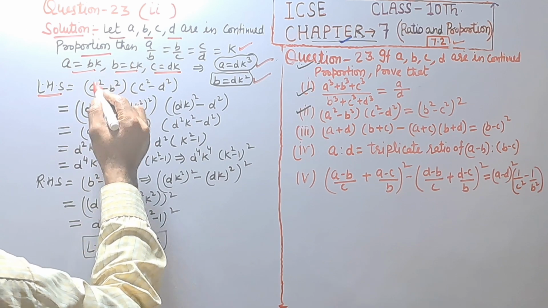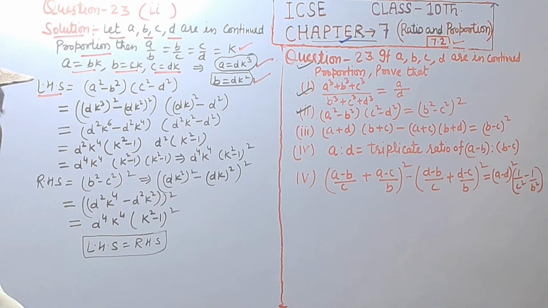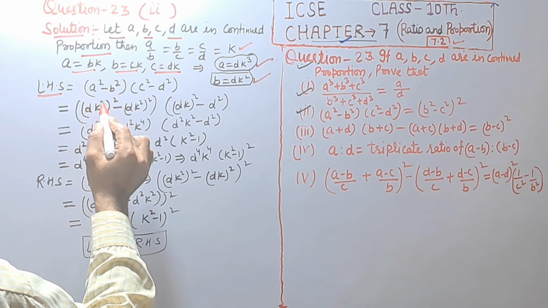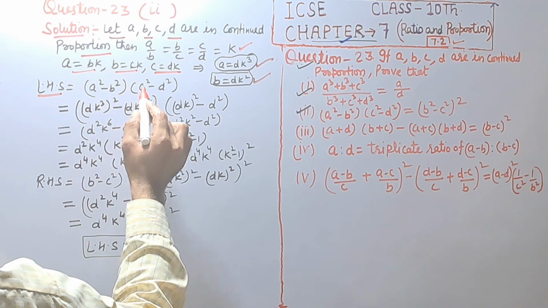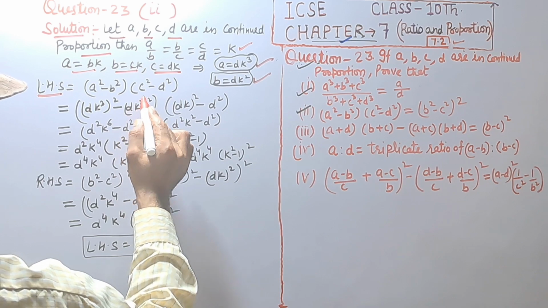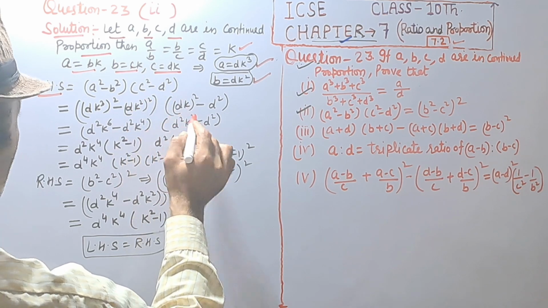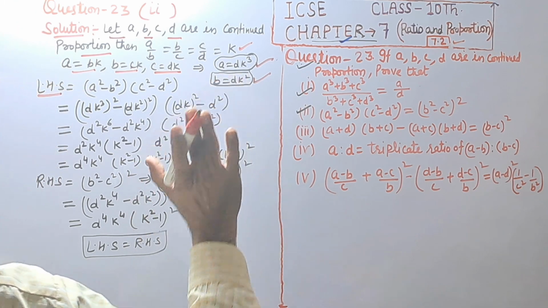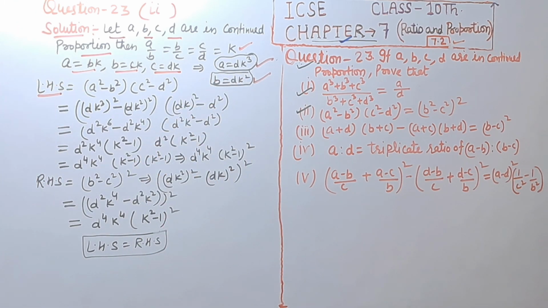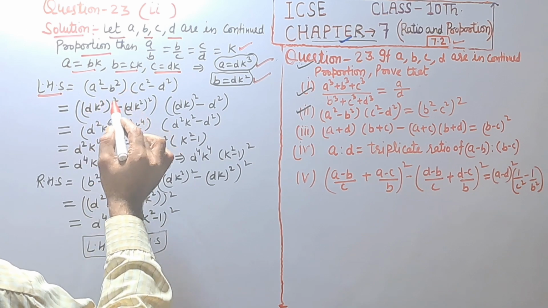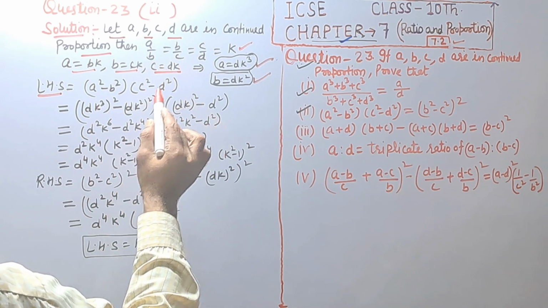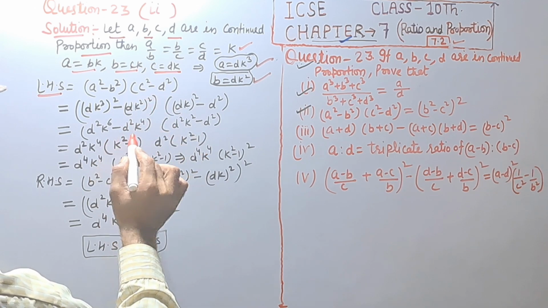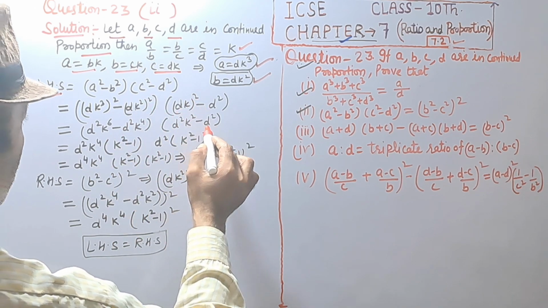and taking left hand side a square minus b square in bracket, c square minus d square in bracket. A square, that is dk raised to power 3 whole square, minus b square is dk square whole raised to power 2, into c square, that is dk whole raised to power 2 minus d square as it is. D raised to power 2 k raised to power 3 2 are 6, d raised to power 2 k raised to power 2 2 are 4, and d square k square minus d square.